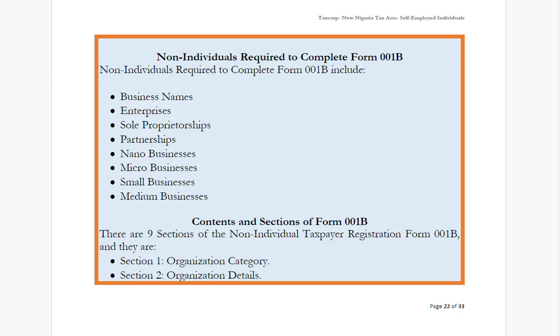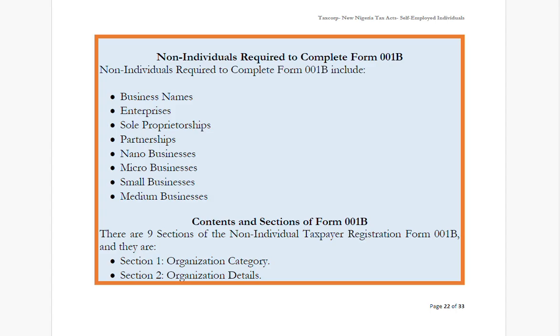Non-individuals required to complete Form 001B. So which are the non-individuals which are required to complete Form 001B? They include business names, enterprises, sole proprietorships, partnerships, non-businesses, nano businesses, the very small businesses, micro businesses, small businesses, medium businesses.